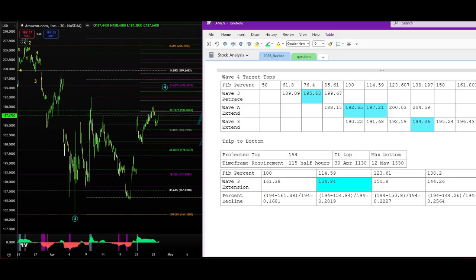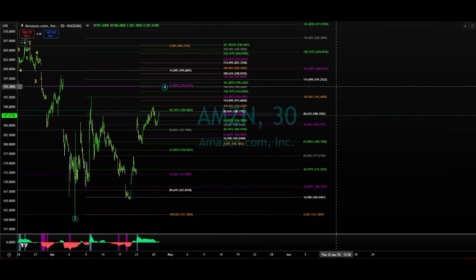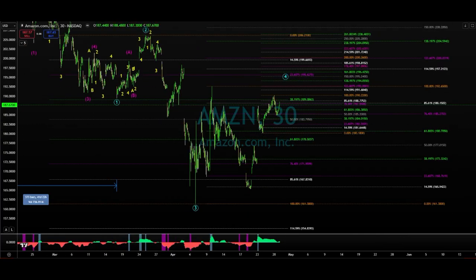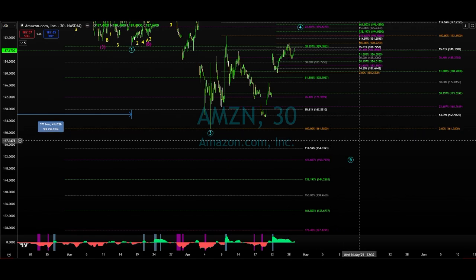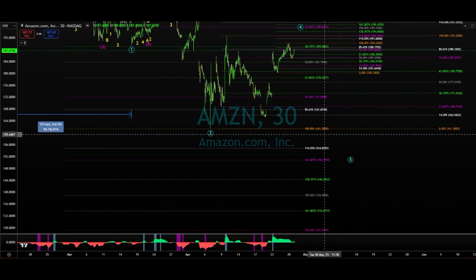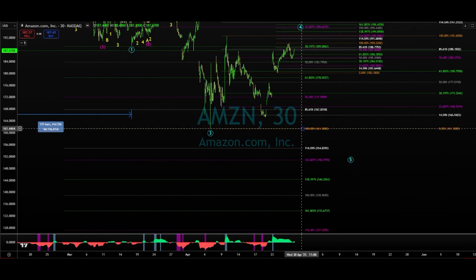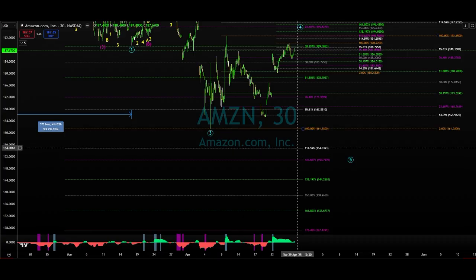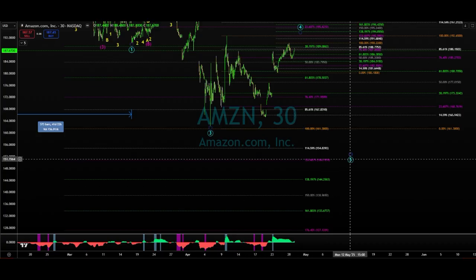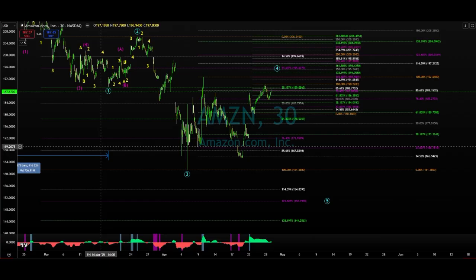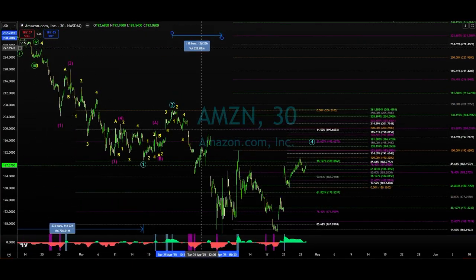After that, we're going to look at our wave 5. Where's our target? And we'll zoom out, come down here to our extension levels. Once we top, if we do top at 194, we need to drop to at least wave 3's bottom. That was down at 161. Next was 154, and then 123% would be 150. I believe that 150 is possible. Also, the thing to remember is our time frame.